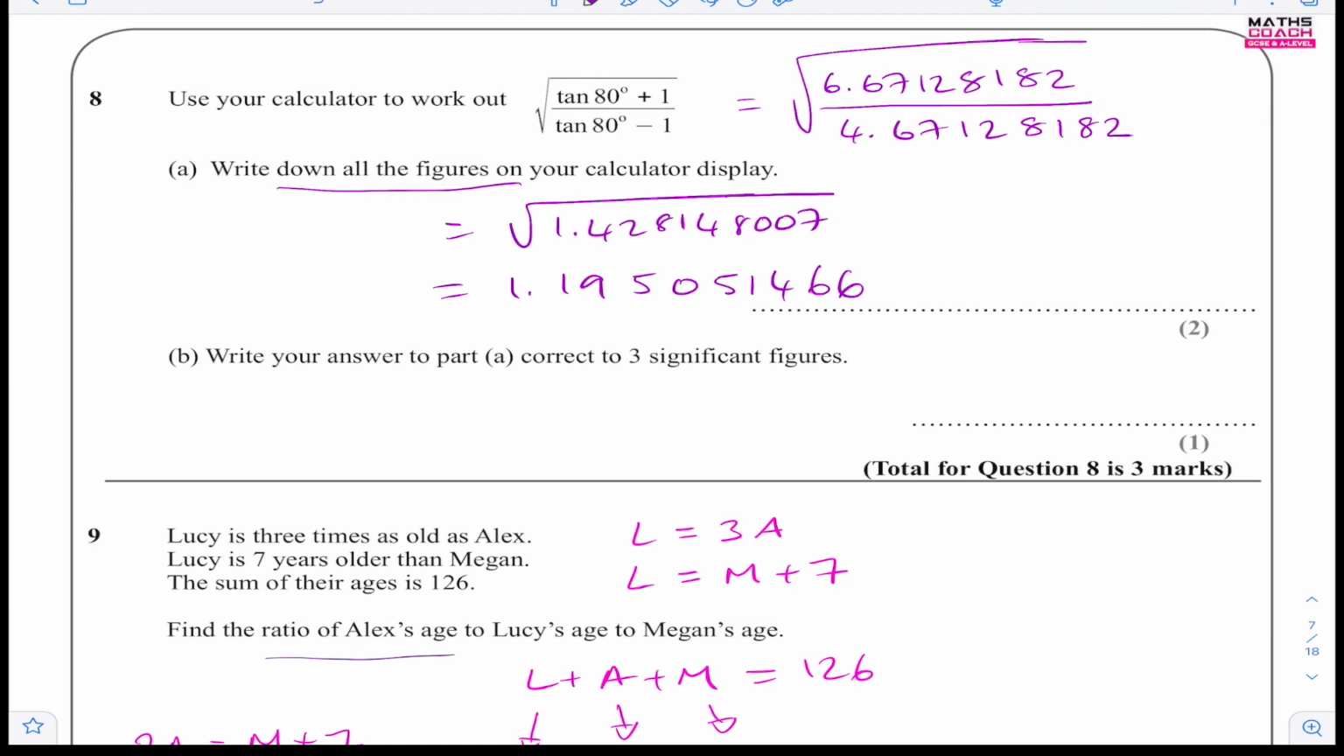Next, it says write down your answer to part A, correct to 3 significant figures, and that's going to be 1.20. Here's our third significant figure, but because of this 5, it will make this go up to a 10, and that will become a 0 for this one and a 2 for that one, giving us 1.20 to 3SF. Now, a point to note here, usually if you make a mistake with part A, but you correctly round to 3SF, you should earn that mark. But I advise you not to make that mistake because you want all 3 marks.